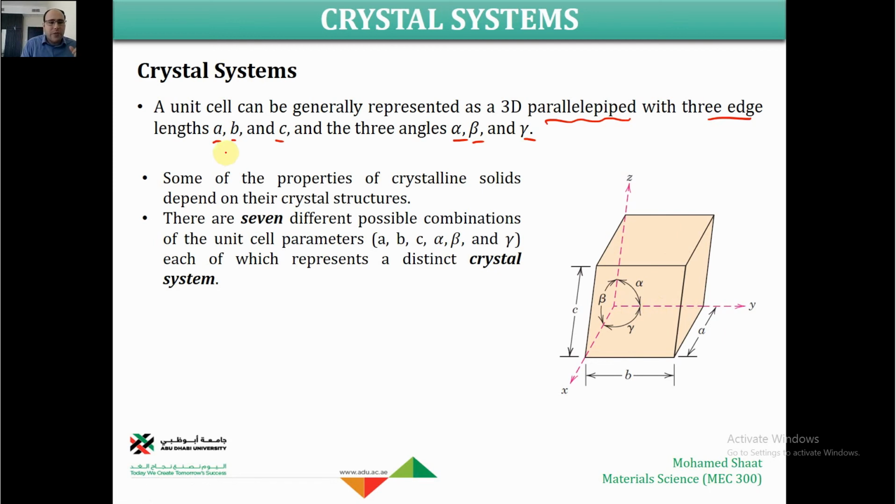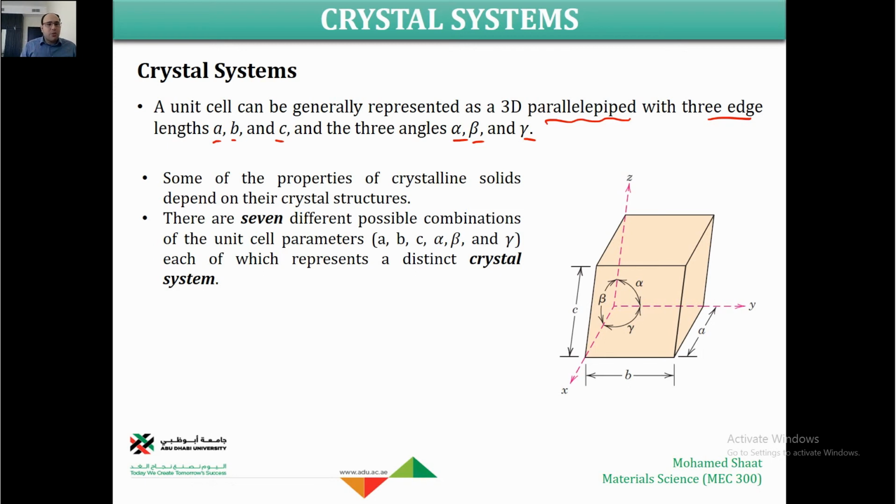Cubic crystal, you should have A and B and C equal lengths. A equals B equals C, and alpha, beta, and gamma are all equal to 90 degrees. So we have different arrangements. For example, these arrangements will be different for the hexagonal HCP crystal structure that we discussed last video.